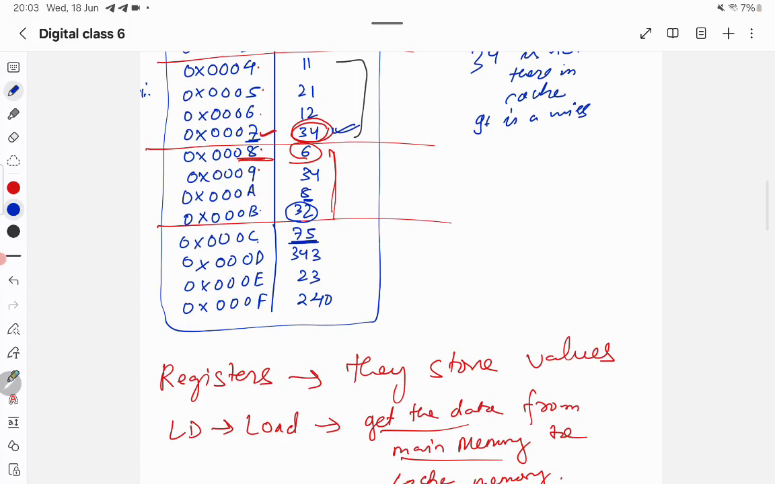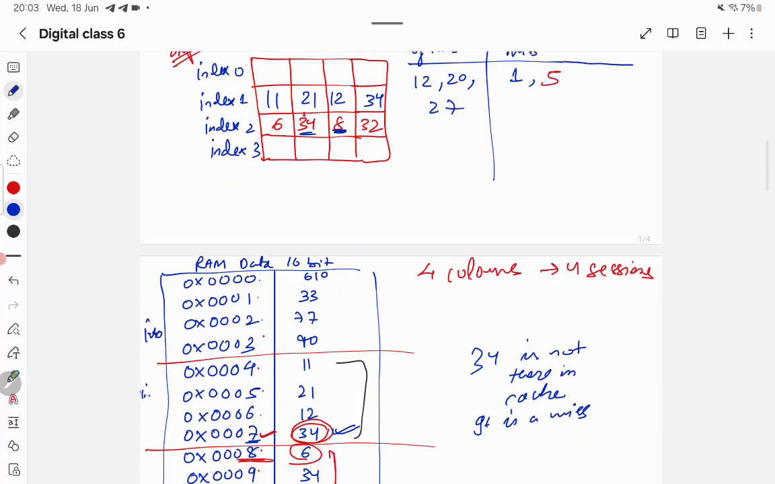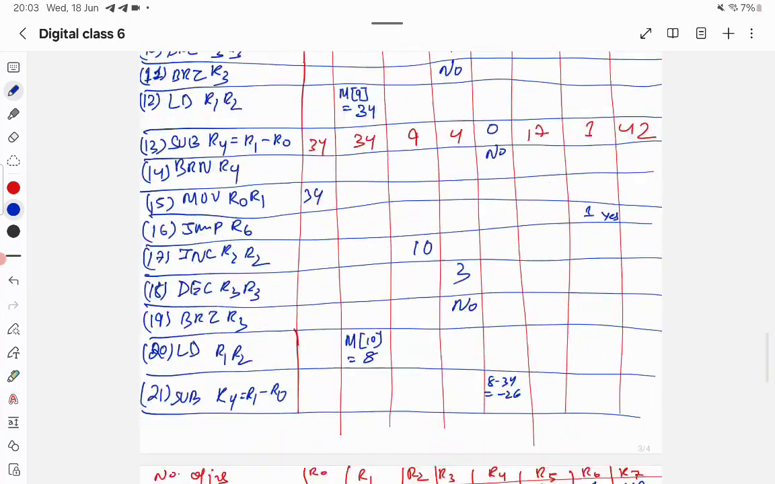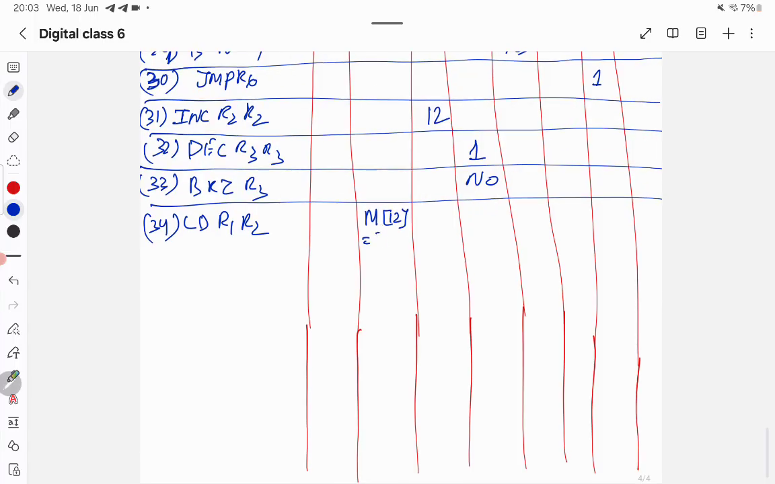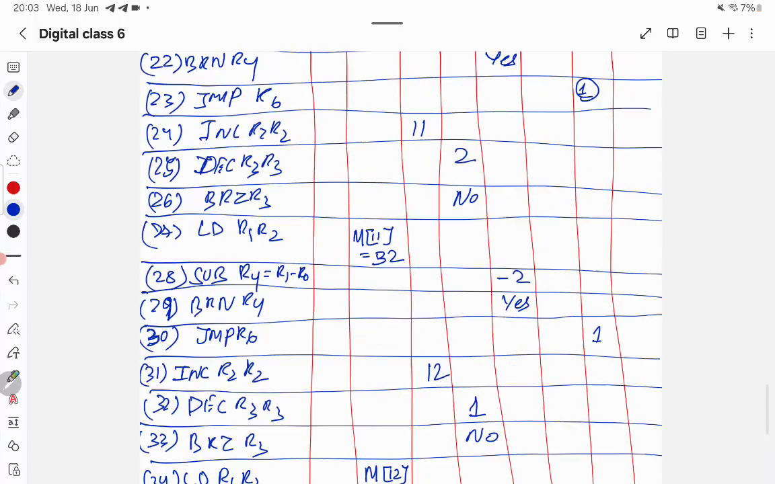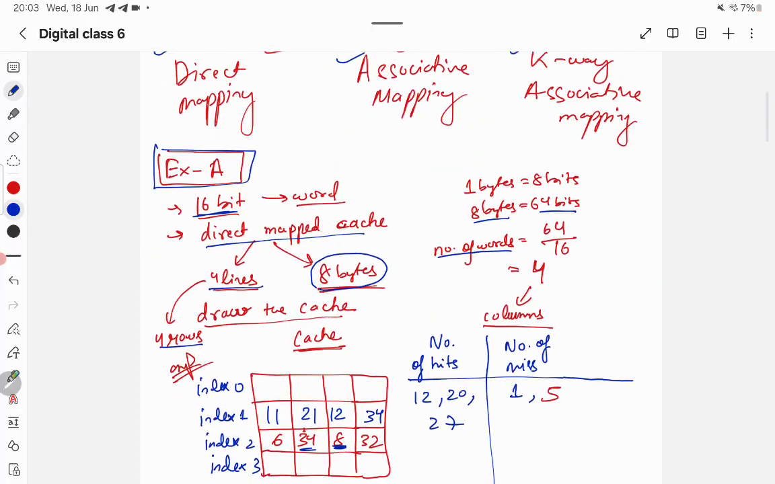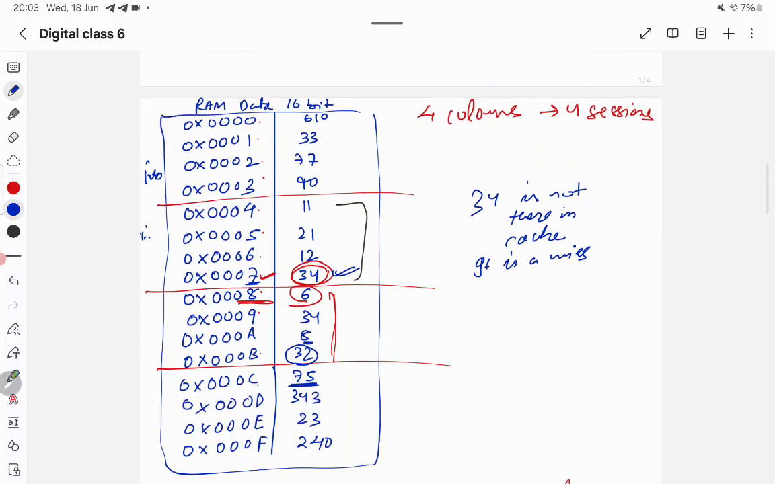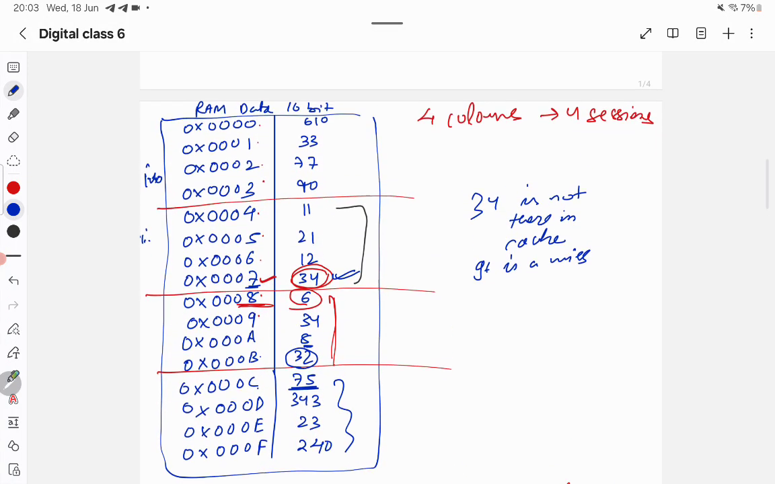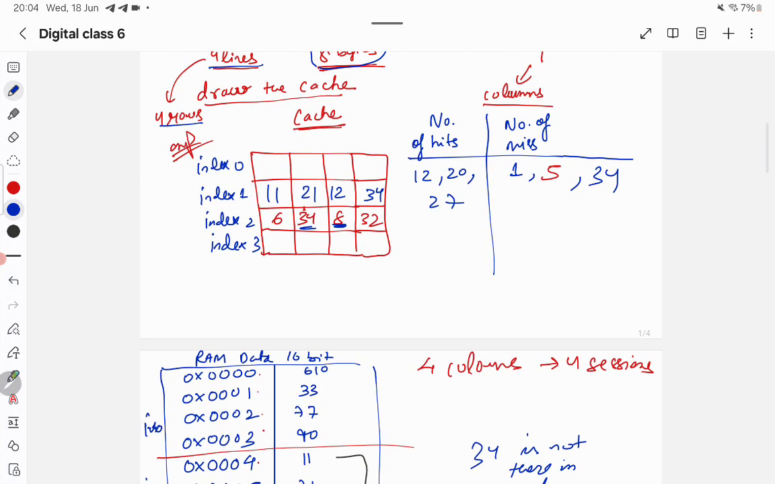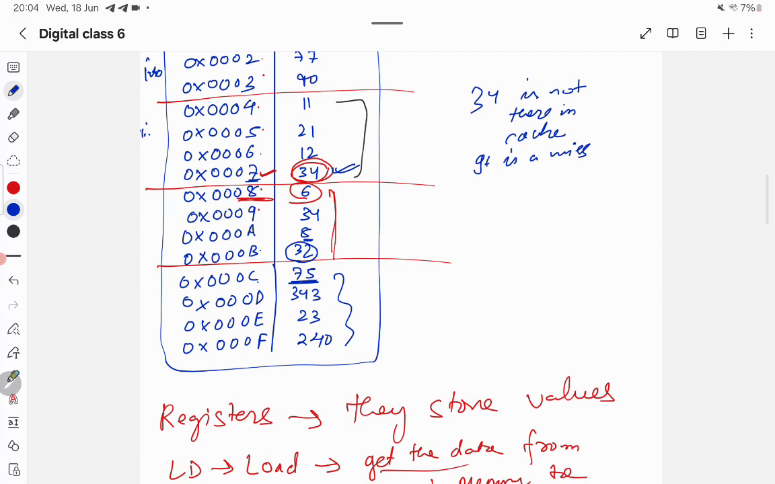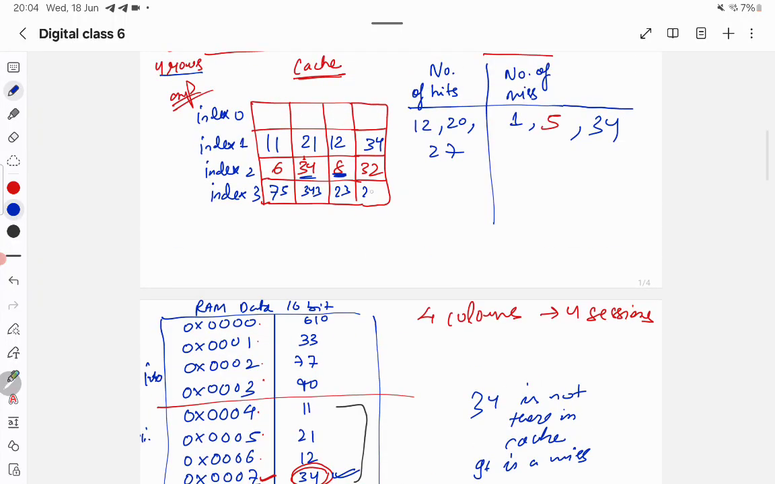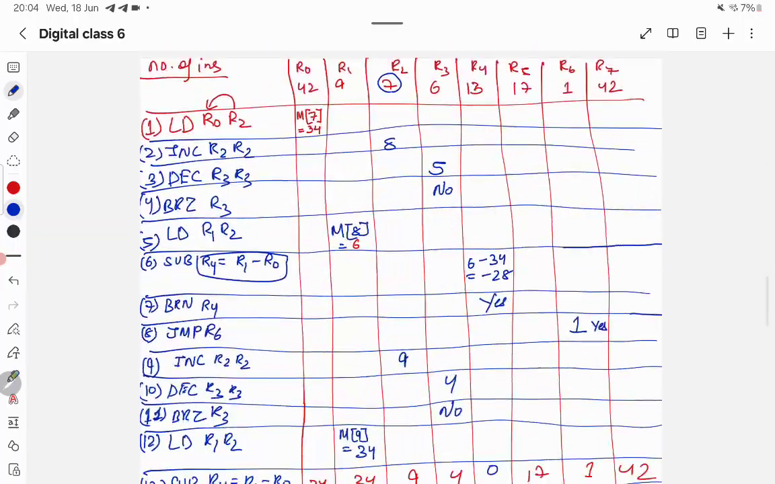This value is not there in the cache, so it is a miss. So M of 12 is 75. At instruction number 34 there is a miss, so at the column miss I will write one miss, and I will copy down this value 75, 343, 23, 240. Okay, copy down and come here.